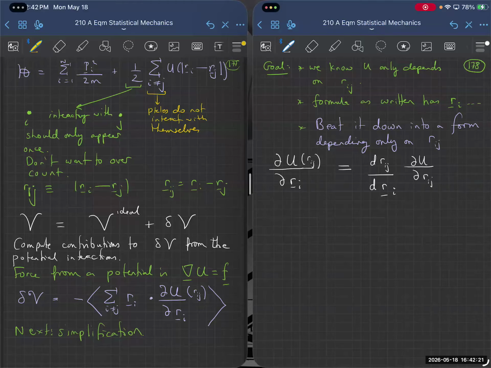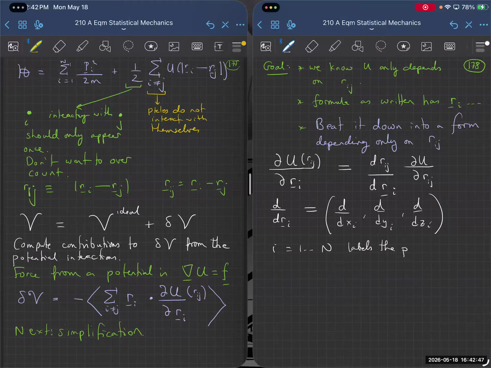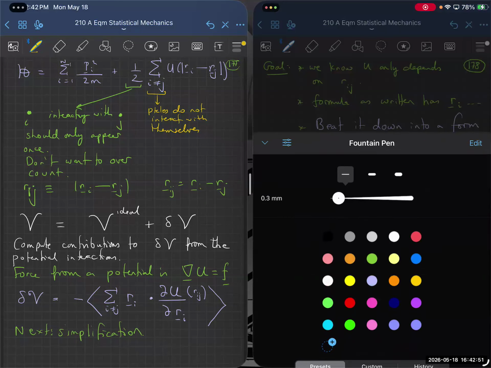And when I say d by dRi, let me just write down that explicitly. That is the vector whose components are d by dxi, d by dyi, d by dzi. And then i goes from 1 to n, labels the particles. Okay, so that's the object I want to consider.